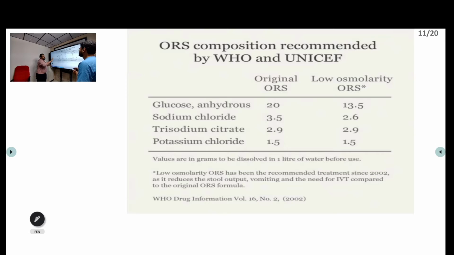And there is another one which has lower osmolarity, which will contain a lesser amount of salt. That's the only basic difference. Only the sodium chloride will come down and the sugar also will come down. Maybe for irritability or those things, sometimes you can give low osmolarity ORS. Okay.